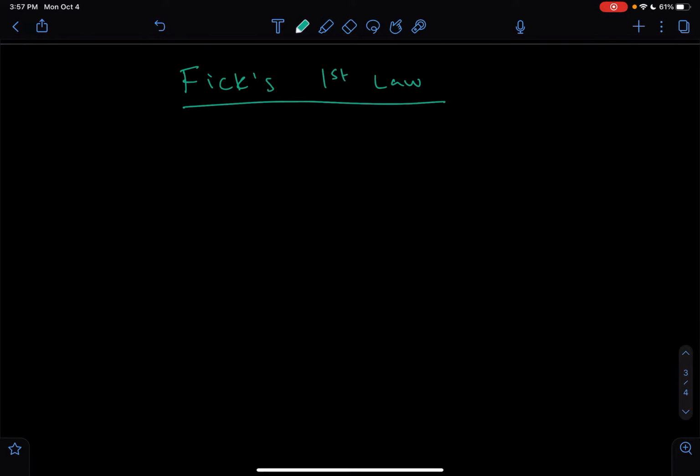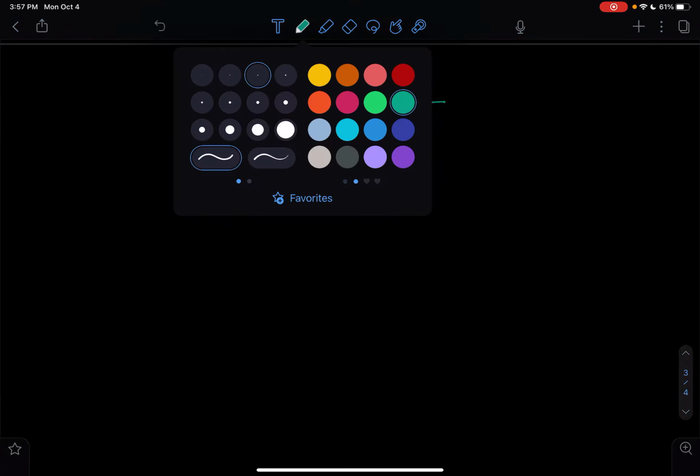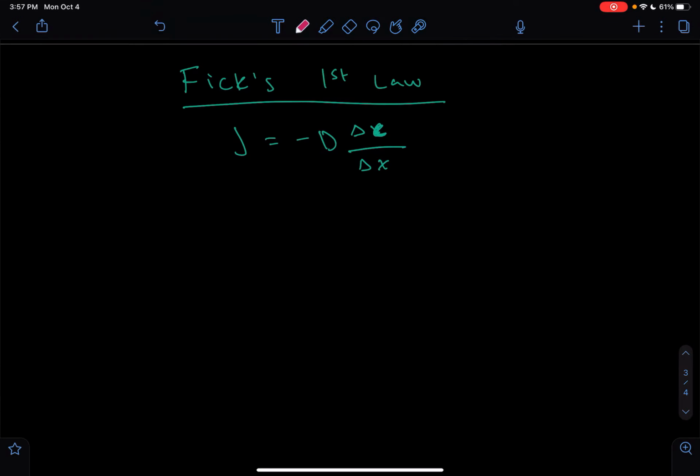So in Fick's first law, we have an equation. It is J is equal to negative D times delta C over delta X. This might seem like a lot, but it really makes a lot of sense, okay? And really the point is not to remember the equation, but the rules. So J is simply flux, okay? D is the diffusion coefficient. And this delta C over delta X is representing the concentration gradient, okay? Concentration gradient.